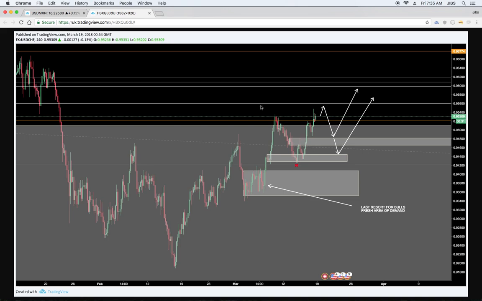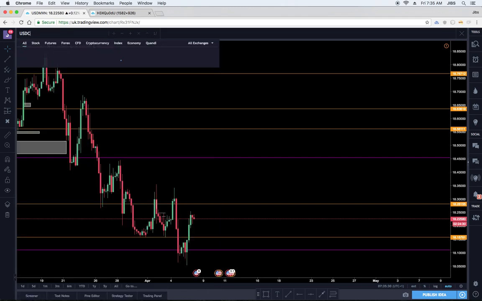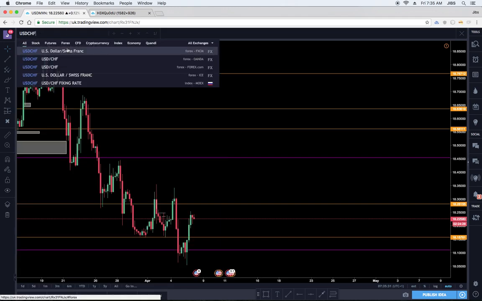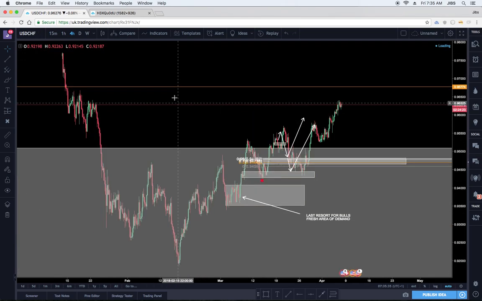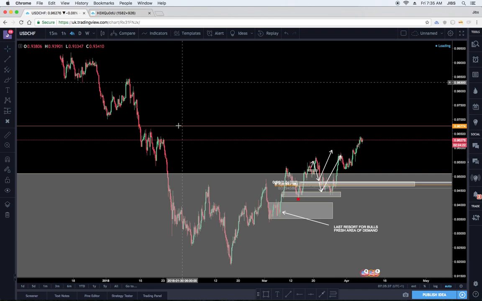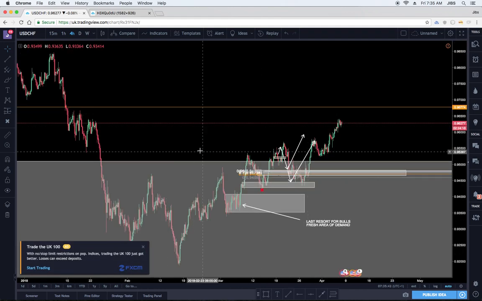So that's what I had drawn out, and obviously my target was at this order block here, and also more importantly the big figure, 1.96. If we go in and see what price did, it's done everything I said.